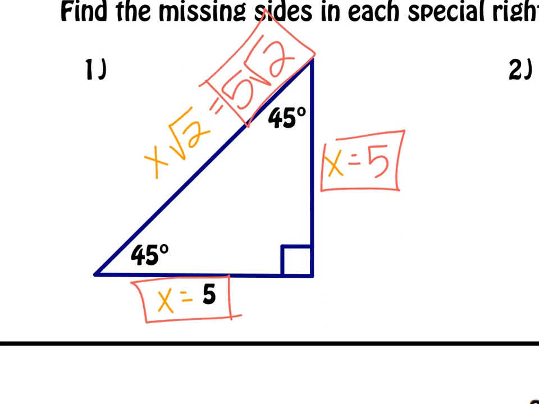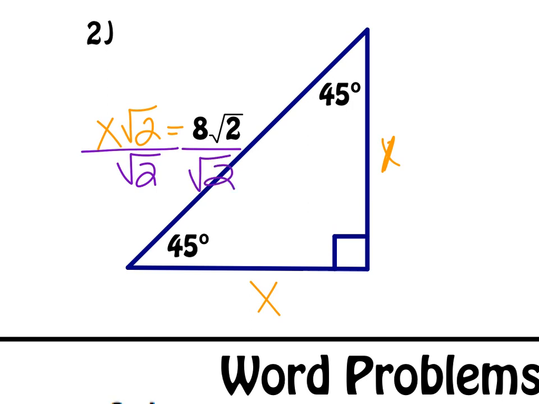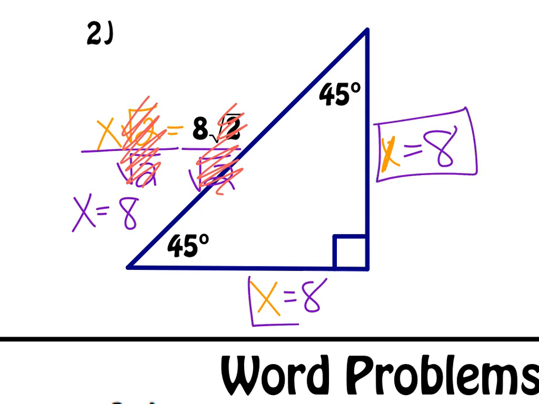Okay, let's look at number 2. Go ahead and label your sides. x, x, x square root 2. So to get x by itself, we divide by the square root of 2. And I see that the square root of 2's cancel out on both of them. So by crossing out and solving for x, we get x equals 8, which means my legs of the triangle also equal 8.